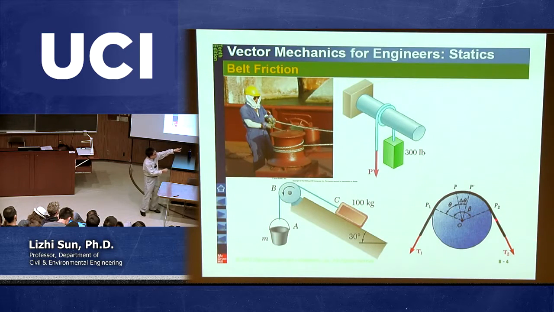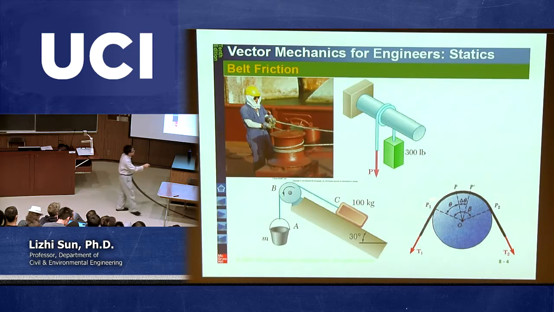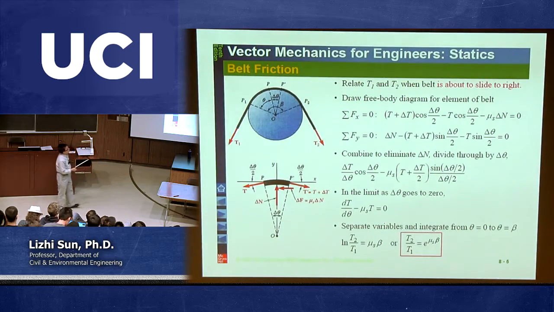So in other words, if you ignore the friction, then T2 is always equal to T1 because there's no friction. But if you do need to consider the friction, then T2 is not equal to T1. But which one is bigger? It depends on which direction this will try to rotate. So if you're trying to rotate to the right, then T2 will be bigger than T1 because you have to overcome the friction. And this is the general scenario I want to talk about, and to finally give you this equation between T1 and T2.